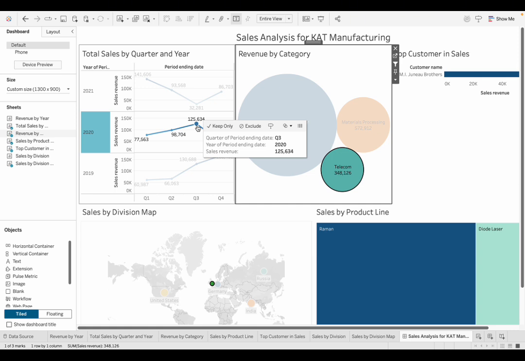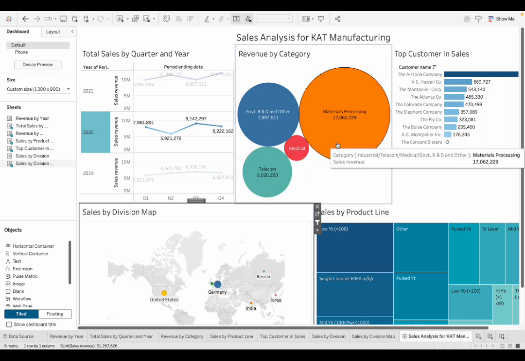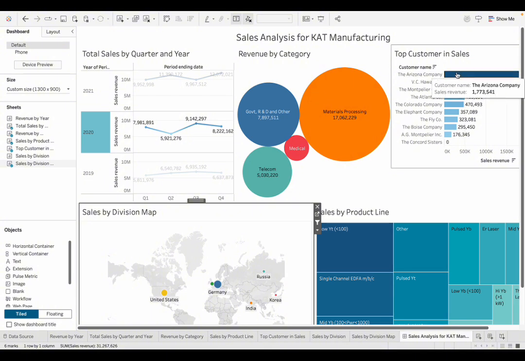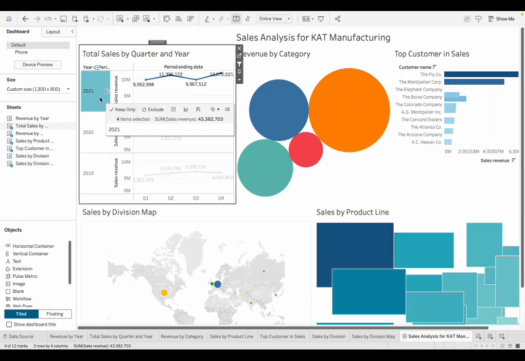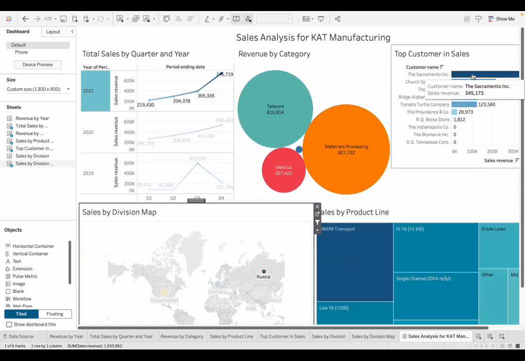Next, I want to find who Cat Manufacturing's top customer in the fourth quarter of 2020 is. 2020 is already selected, so I just deselect all of these, and the top customer in the UK division, actually in 2020 for Cat Manufacturing, is the Arizona company with $1,773,541 in sales revenue. Next, I want to find who the top customer for the Russia division is in 2021. So I deselect 2020, select 2021, click on Russia, and the top customer for the Russia division would be the Sacramento Incorporation with a sales revenue of $345,173.